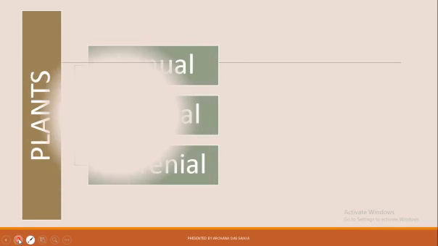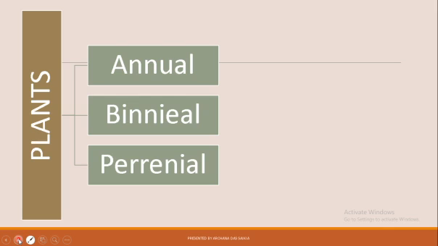Now we will move on to some other topics. We will discuss a little bit about plants as well as animals. Already we had seen what is lifespan: lifespan is from birth till death of an organism. Now plants we can categorize into three types: annual, biennial and perennial.